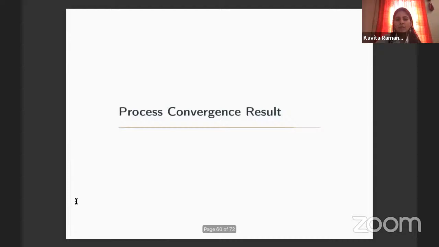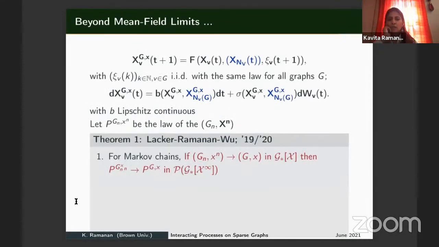So let me now state the process convergence result. Remember, we want to look at this dynamics. And here, I'm assuming, remember, that F was continuous. And I'm also assuming that these are IID with the same law for all graphs. By the way, for this result, you don't really need this homogeneity. But since for the final result I'm looking at, I would just rather stick to homogeneity.